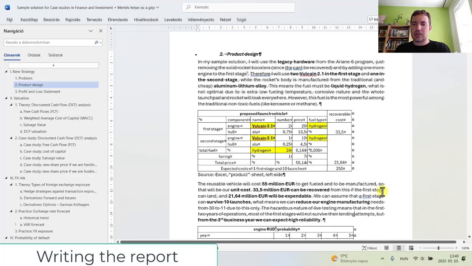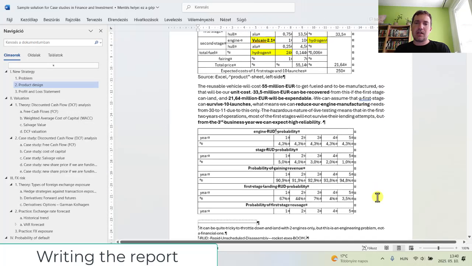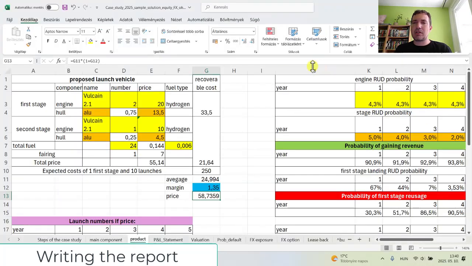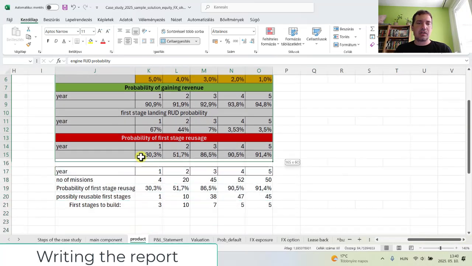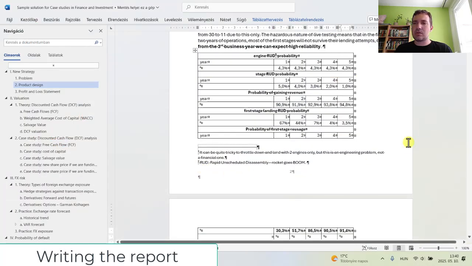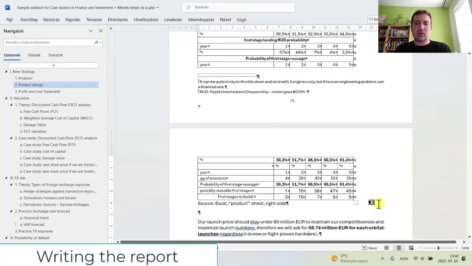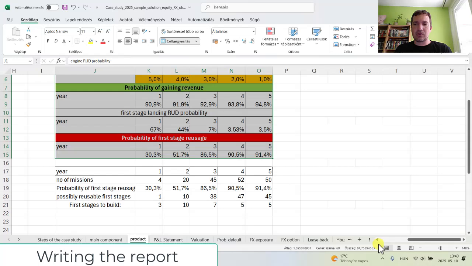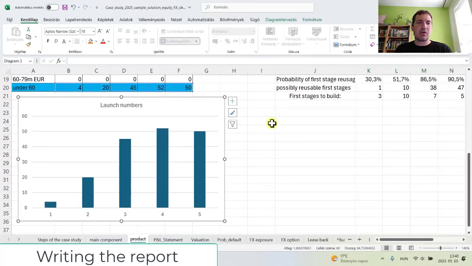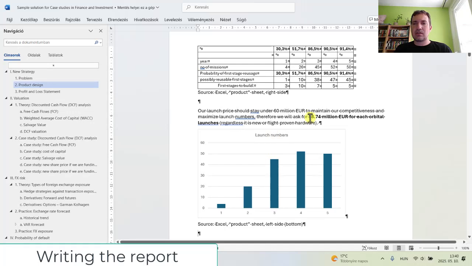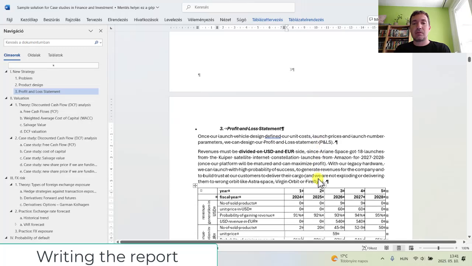And after that you can just go through the probabilities. So the probability chart is here, that's how exploded this whole thing is and what is the probability that we can recover any of the first stages. And after that you just have to take the launch number figure defined by the value of your launch rig or launch price. That's what will be determined there.